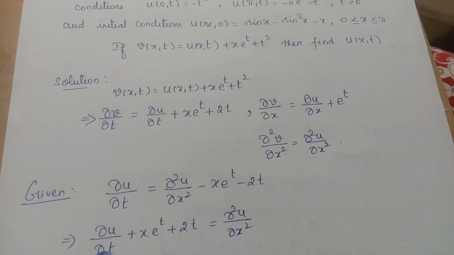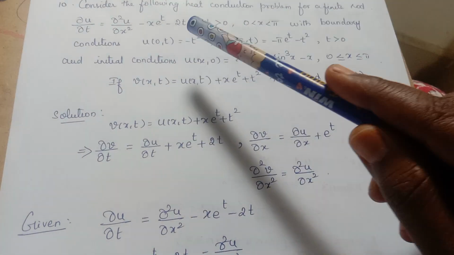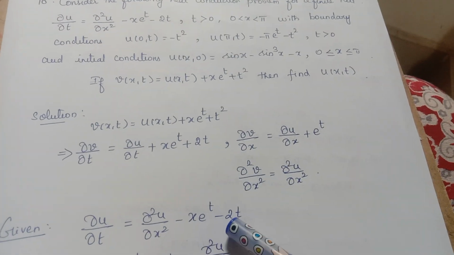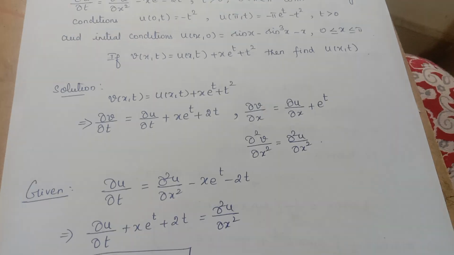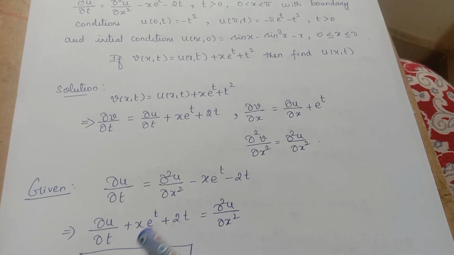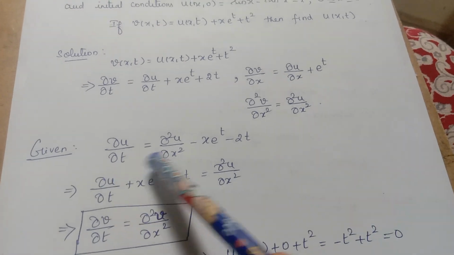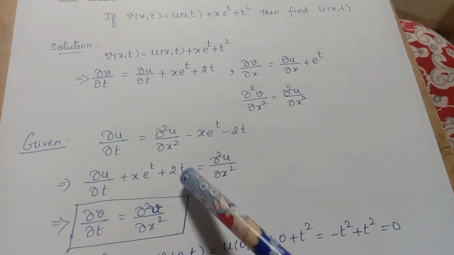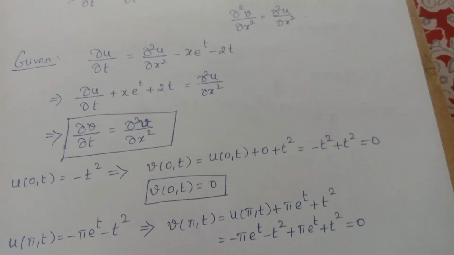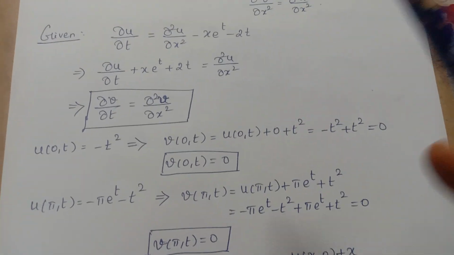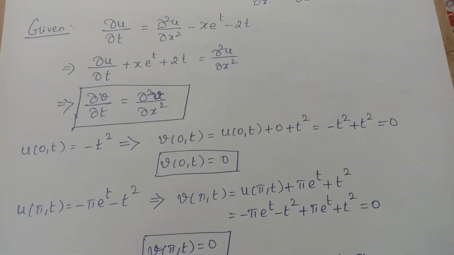Right, now what is given? ∂u/∂t equals this equation, ∂²u/∂x² − x e^t − 2t. Now you substitute the values. ∂u/∂t + x e^t + 2t is equal to ∂²u/∂x², but the left side is nothing but ∂v/∂t, and the right side is nothing but ∂²u/∂x². So my problem reduced to this: ∂v/∂t = ∂²v/∂x².